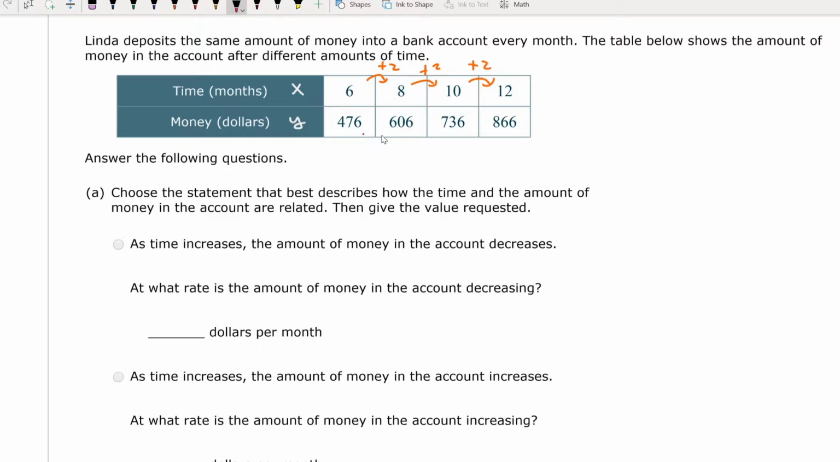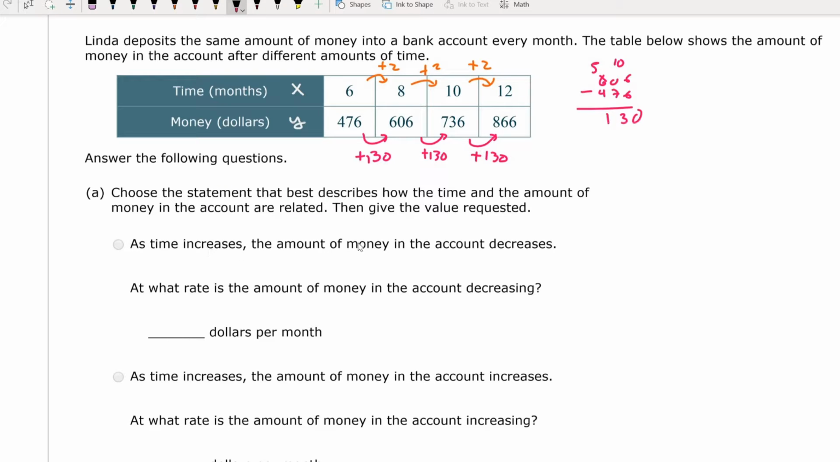The y value is increasing by 606 minus 476, that would be 0. Borrow 1, that would be 5. That's 10, 3, 130. It is increasing by 130. 606 plus 130 gives you 736. 736 plus 130 will give you 866. So the y value is increasing $130 every 2 months.